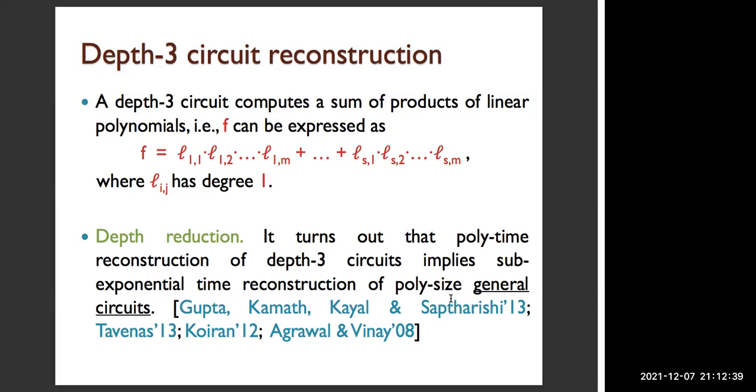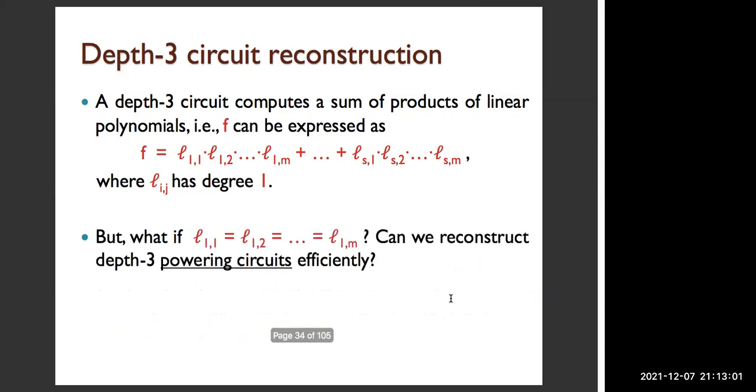Now, I think this is the point where we lack concrete evidence, but there are indications, by analogy, as I said, that this might be a hard problem in general, might not be doable in polynomial time, right? So you feel stuck even at depth 3. So you ask a simpler question: what if all the linear forms feeding into a product gate are all the same? This gives rise to a depth 3 powering circuit.